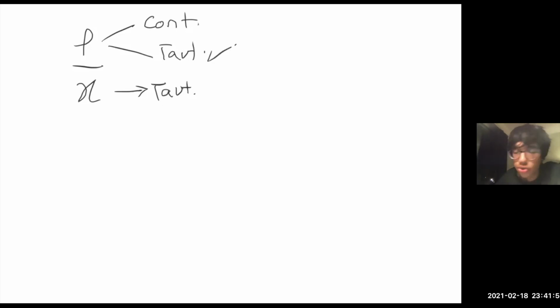Now, let's try to make it a contradiction. If phi is a contradiction, is this argument still valid? Yes, because falsehood does not go down. So if phi is a contradiction, it doesn't tell us anything about the value of chi. Chi can be true or false. And in this case, it's a tautology, so it's true. And hence, it is a valid argument.